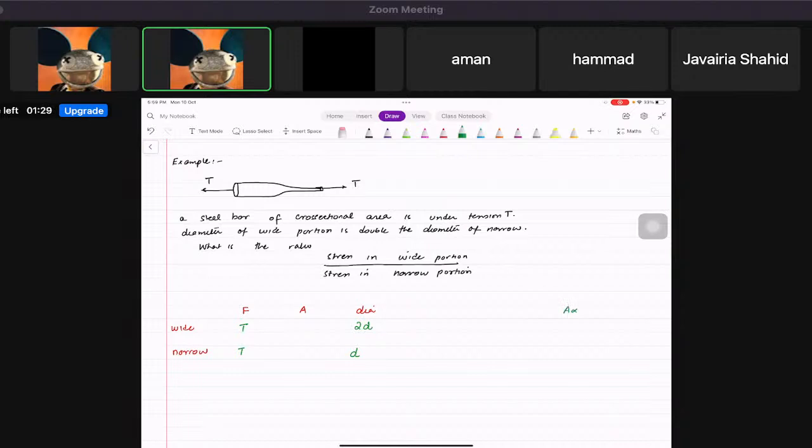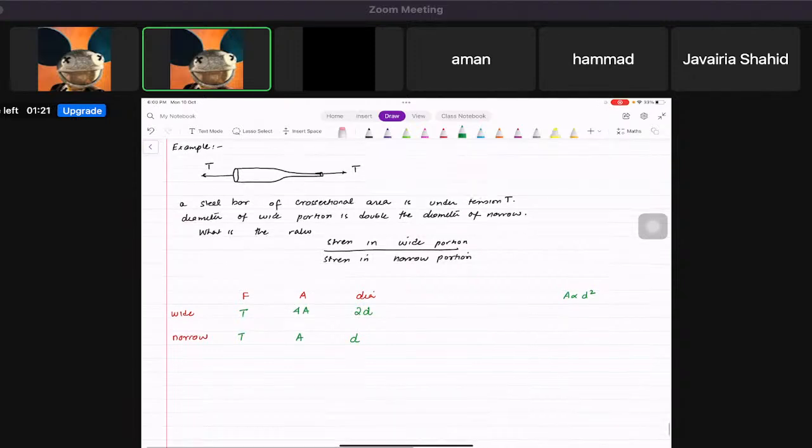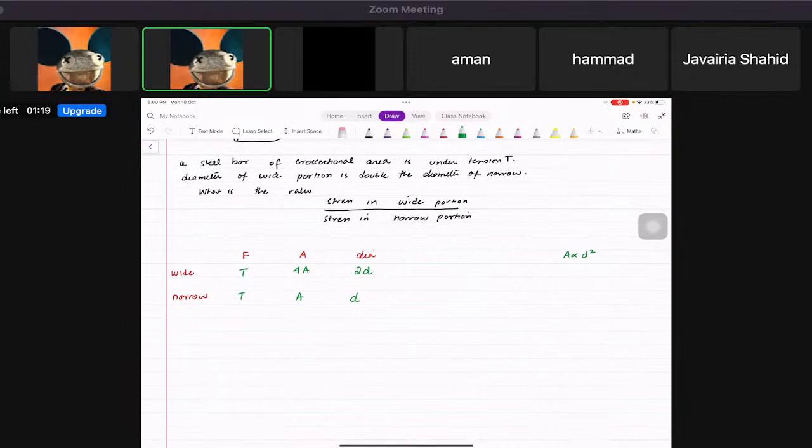Because area is proportional to diameter square, which means this is going to be 4 times the area, this is going to be just area. And now just use the ratio. So what do we need? We need stress in wide over stress in narrow. So stress in wide is going to be force over area divided by force over area. And now I'm just gonna take reciprocal. You cancel this stuff out and you'll be left with 1 upon 4, which is just 0.25. Understood, everybody?